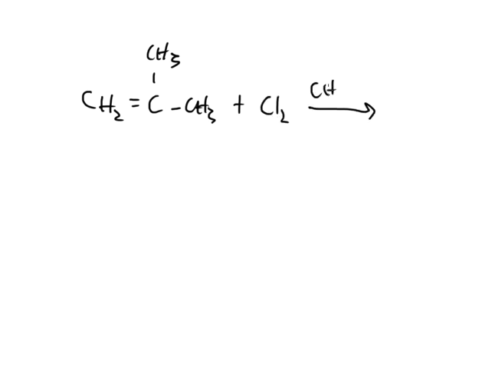So we've got CH2 double bond C with a CH3 that points up and a CH3 that goes over. And we're going to add Cl2 with methanol. Okay, so there's our reaction. So the question really wants me to predict the product and then explain why we got the product that we did. All right, no big deal.